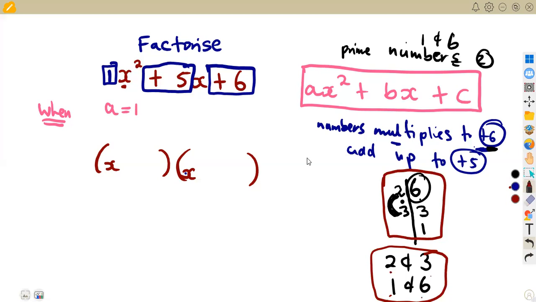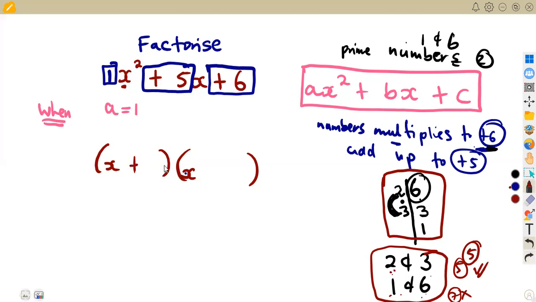If you multiply 1 and 6, you get a 6. But which of these numbers, when you add, give you a positive 5? If you add 2 plus 3, that's a 5. 1 plus 6 is a 7, not a 5. So we need the pair that will give us a positive 5. So this is from 2 and what? 2 and 3. So these are the factors that you're going to write here.